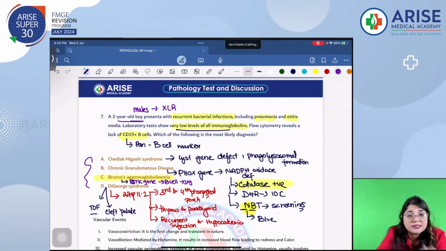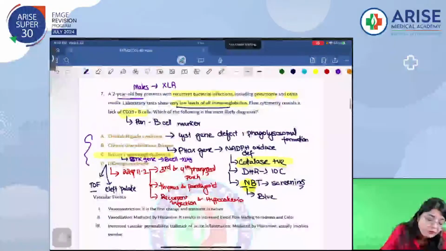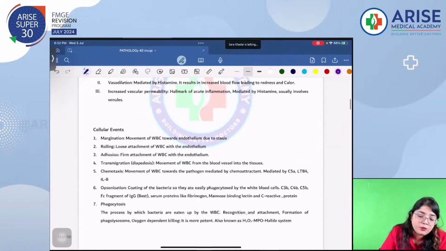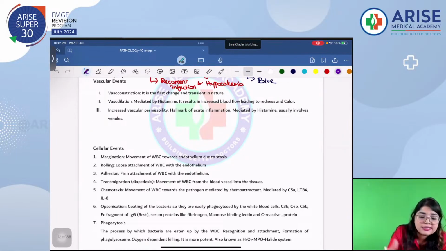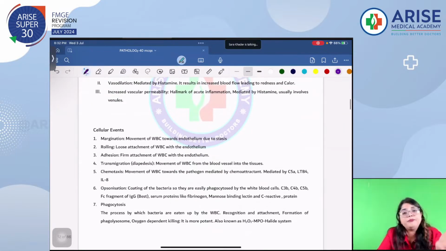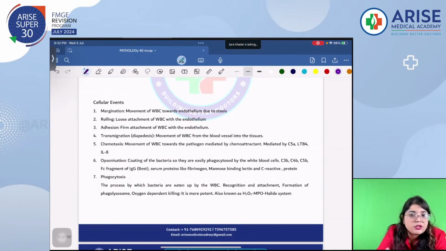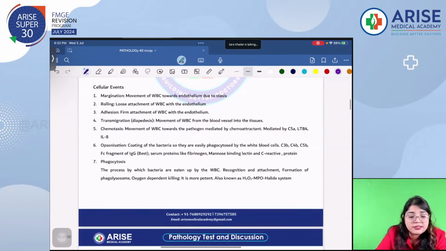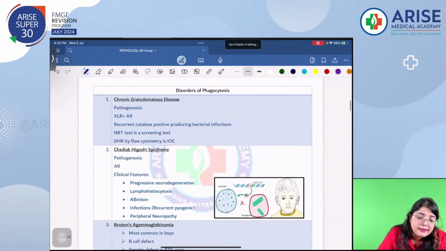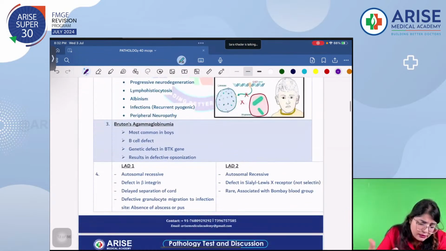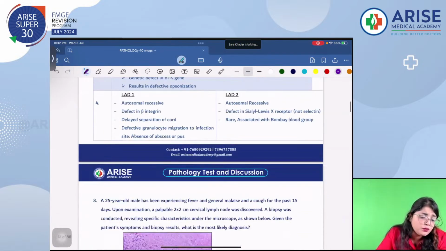Again, CGD was asked in your previous January 2024 exam. These are the vascular and cellular events in your acute inflammation that you need to go through. If you don't know this, you will also not know the primary immunodeficiency disorders related to this, right? And these are some short notes that you can go through.